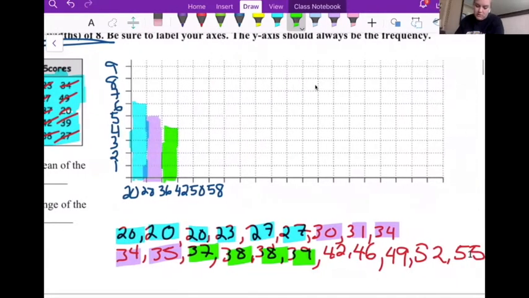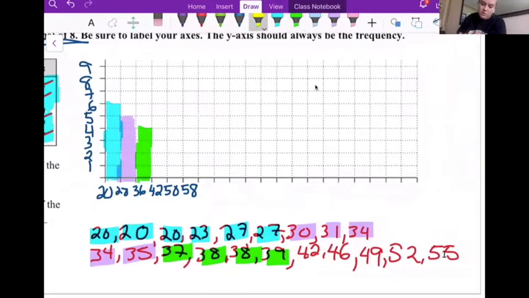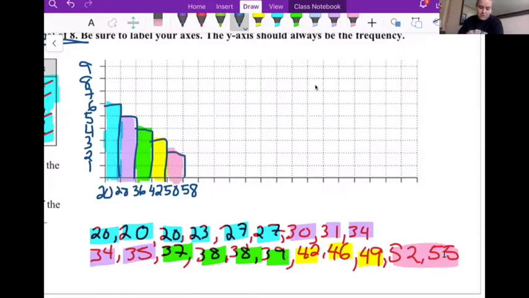And then from 42 to 50, I have 3. 1, 2, 3. And then from 50 to 58, I have 2. And so this is also fine if instead of you shading, you just want to have boxes like this. That also works.